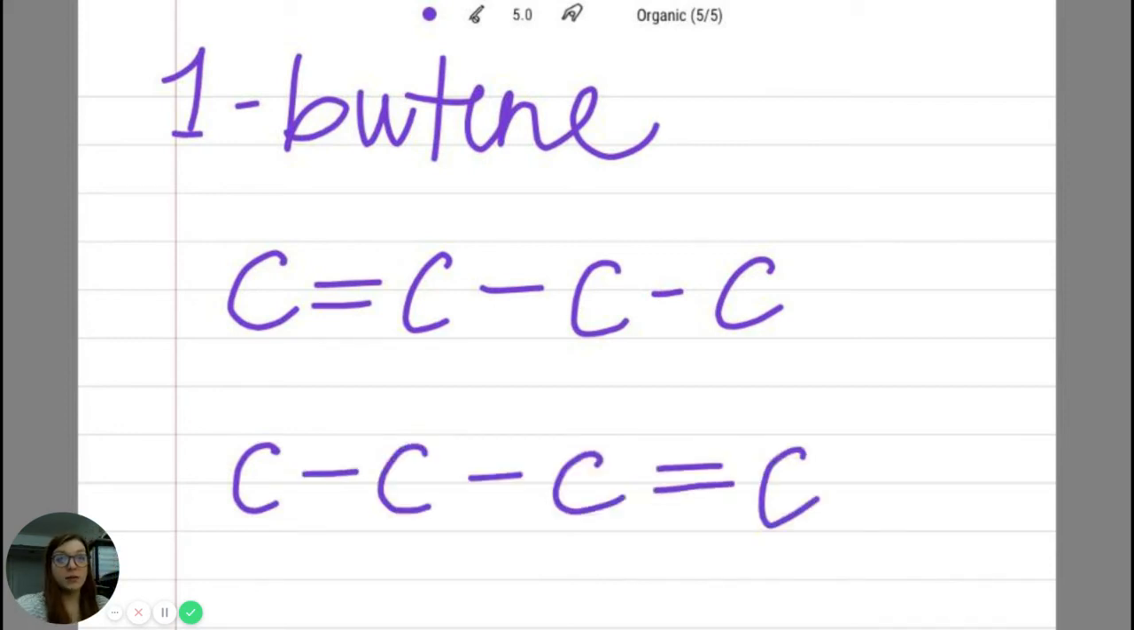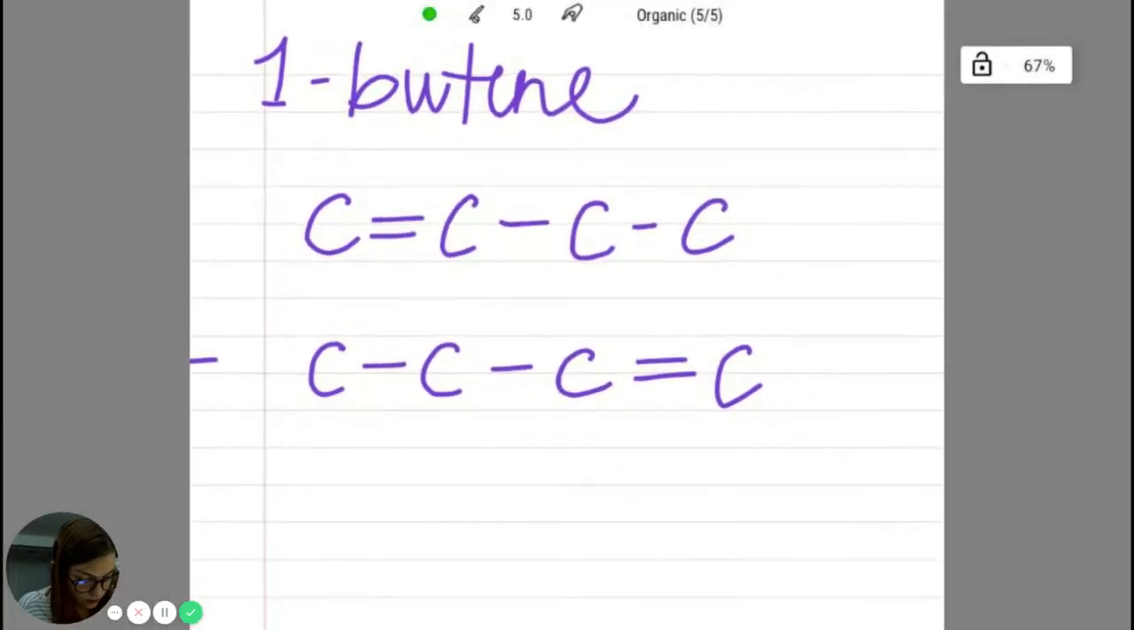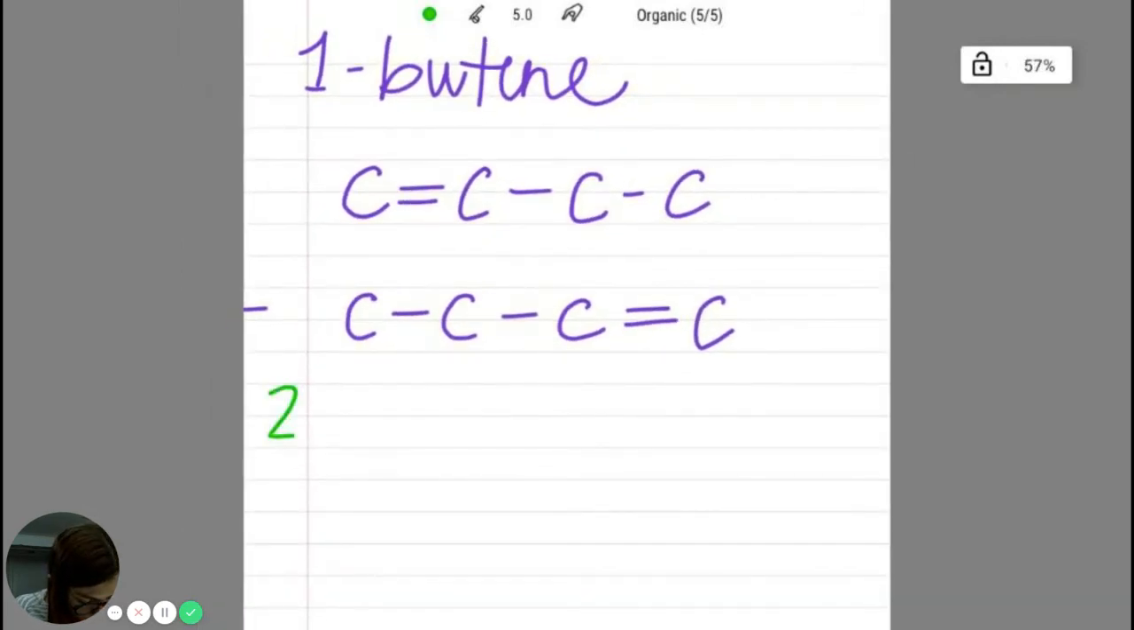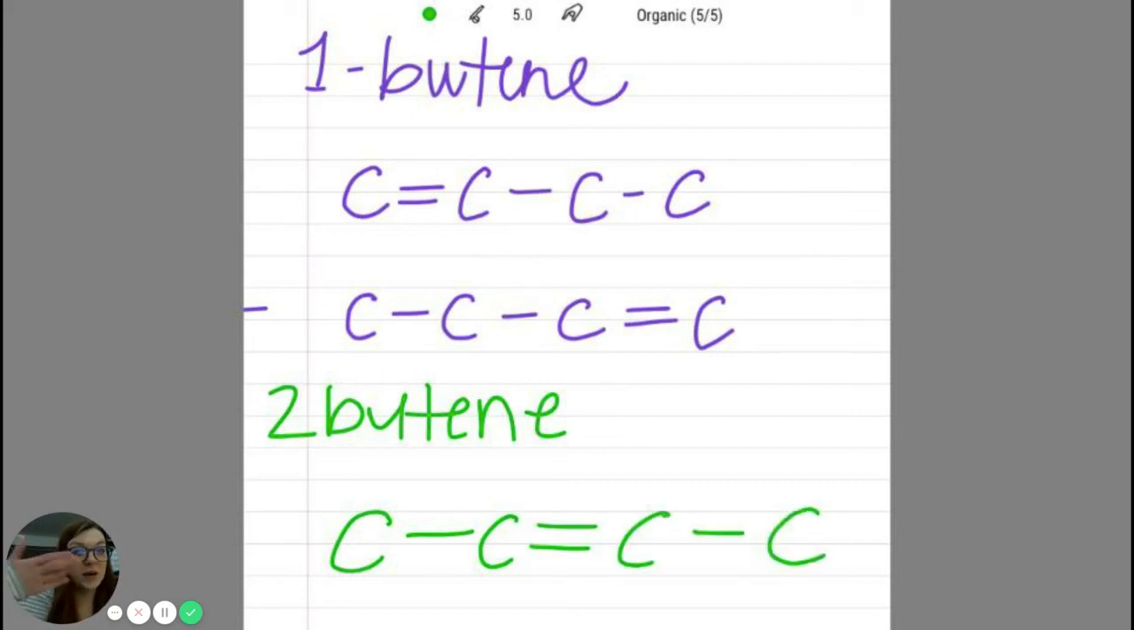Remember, these molecules flip around in space. This is the same thing. It's just like going from here to here. They're the same thing. It's just flipped. But 2-butene is different. 2-butene would look like this. And any way you flip that, the picture would look like the green picture I have here. So there is a difference here. Where the double bond is matters.